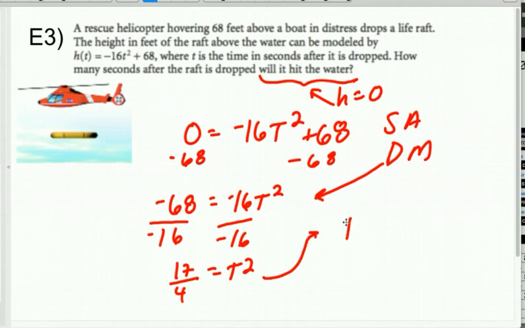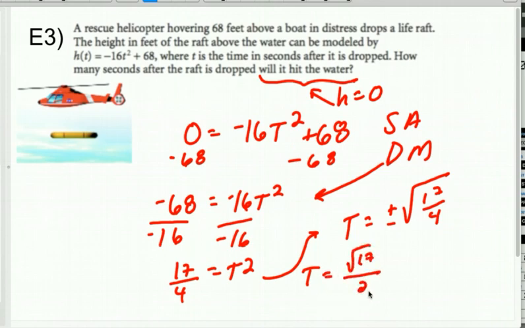So my t is now plus or minus the square root of 17/4. And I'm going to make the point that here it is worth going ahead and putting into the calculator because you would never answer in seconds in something like this. But if you wanted the exact answer, it would be root 17 all over 2, right? Because you could take the square root of the 4. Notice that the negative answer is not sensible, right? Because that would be before I drop the raft, right?